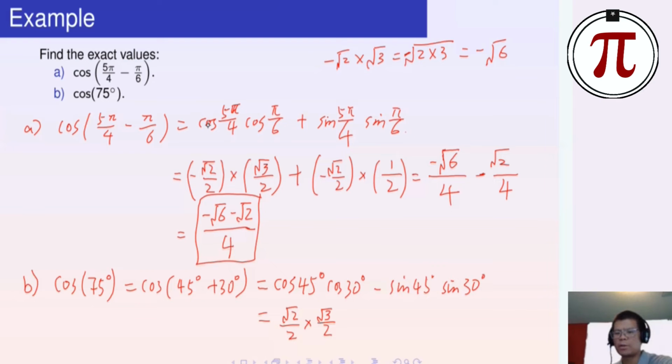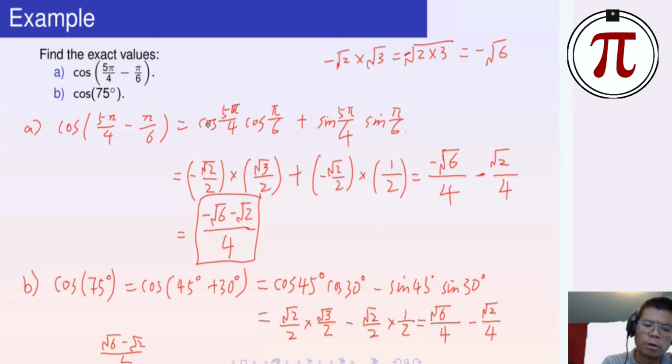Very good. 30 degrees is pi over 6. Minus sine 45 degrees, which is square root of 2 over 2, same as cosine, and times sine 30 degrees, which is one half. So this one equals square root of 6 over 4 minus square root of 2 over 4. You can put them together as square root of 6 minus square root of 2 over 4 if you want to. This is the answer. Make sense? That is how we can use the summation formula and difference formula to find the cosine of certain angles.